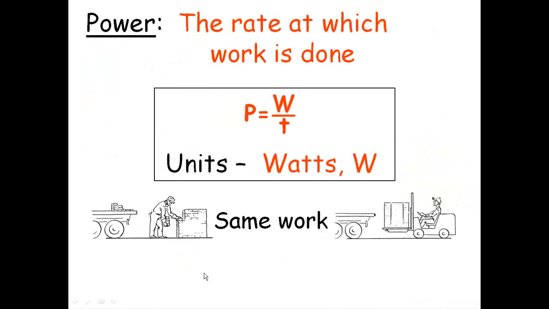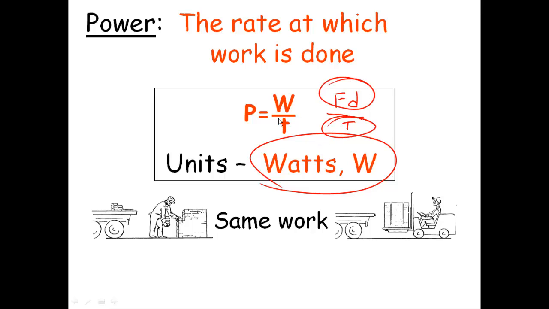So how fast you do that work is what we call power. And you may be familiar with power due to the idea of watts. A 60-watt light bulb. That's the rate at which that bulb is consuming the energy. In other words, work is being done in that filament. So power is the amount of work, in other words, the force times distance over time. It's the rate at which that force is applied for some distance.